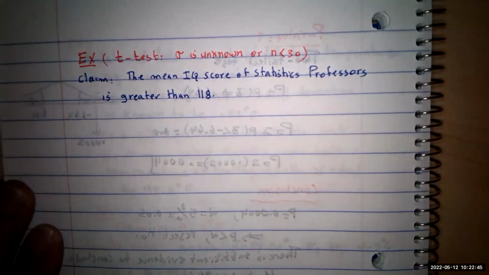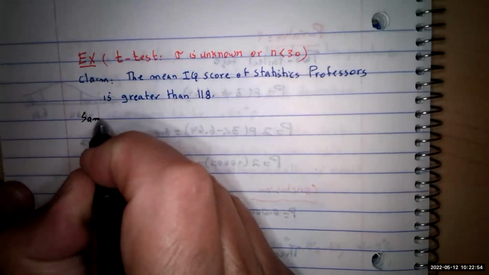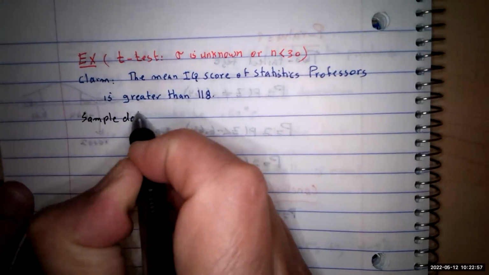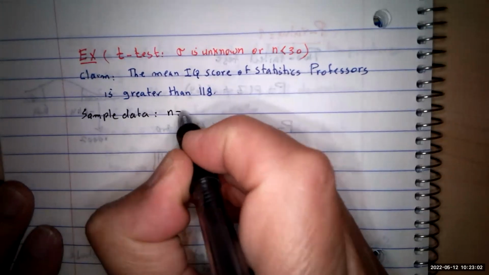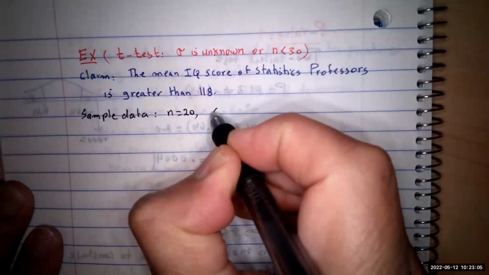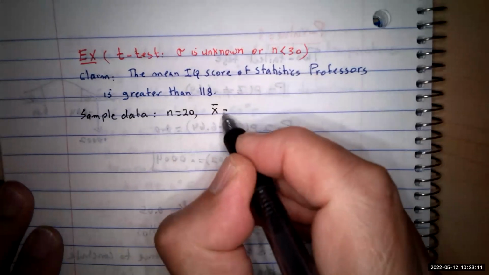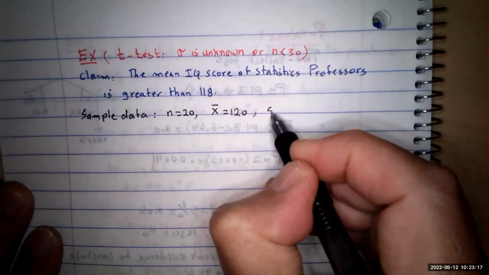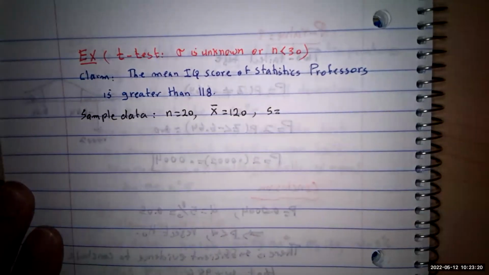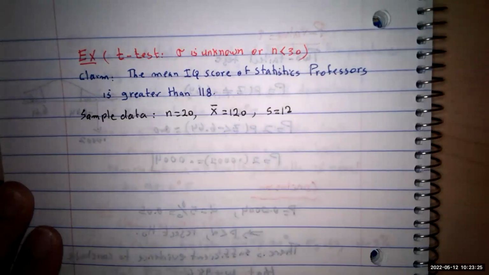So we need information. The data information would be given as sample information. We pick a sample and we check it. So it's going to be sample data. The sample data involves the sample size. So we check 20 professors and we find the mean IQ. The mean IQ happens to be 120. Okay, and the sample standard deviation S, not the sigma, S for this group is 12. And you see that 120 is greater than 118.